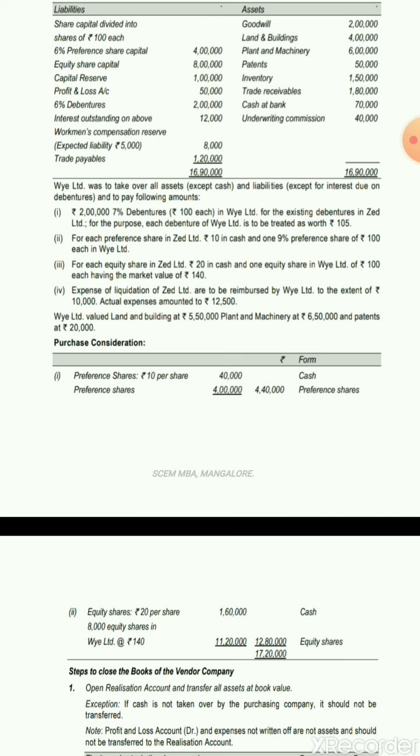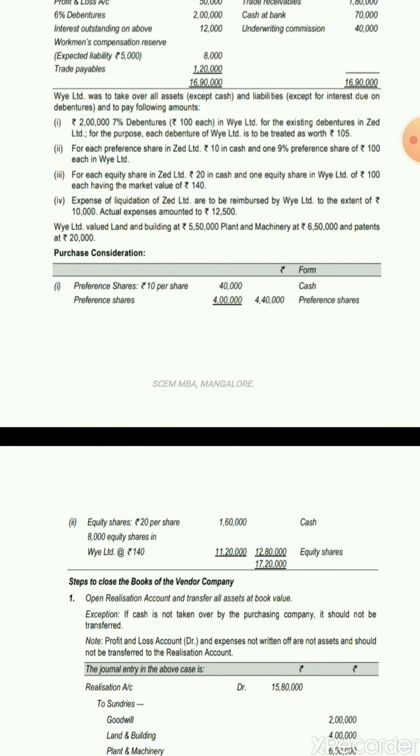Now we shall understand this particular adjustment. For each equity share, rupees 20 in cash. So for each equity share, the transferee company is paying rupees 20 in cash, right? So we shall understand the way we calculate purchase consideration with regard to equity shares. Equity shares, rupees 20 per share, there are 8,000 shares. They have told that rupees 20 is being paid in cash for every equity share which is there in the transferor company. So there are 8,000 equity shares in the transferor company, and for each share rupees 20 is being paid. So 8,000 into 20, which comes to 1,60,000.